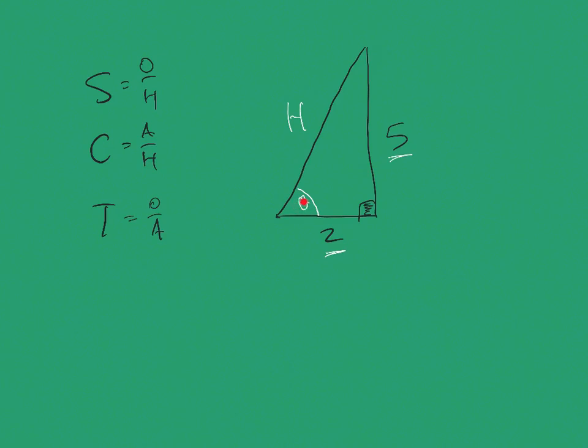So let's start with this angle first. Now, since I don't know the hypotenuse, I cannot use the sine because I have to have the hypotenuse, and I can't use the cosine because that also has to have the hypotenuse. But if you'll notice, tangent has the opposite over the adjacent, and I have both of those. So this is going to be the opposite side, and this is the adjacent side. And so now we say the tangent of theta is 5 over 2.